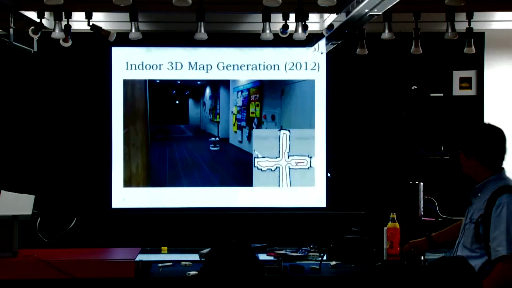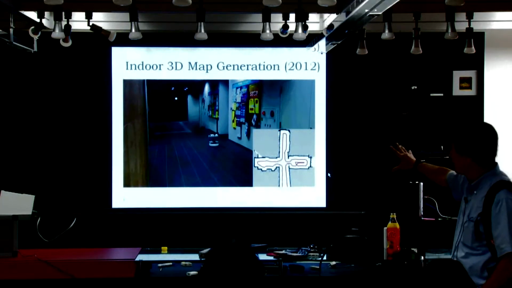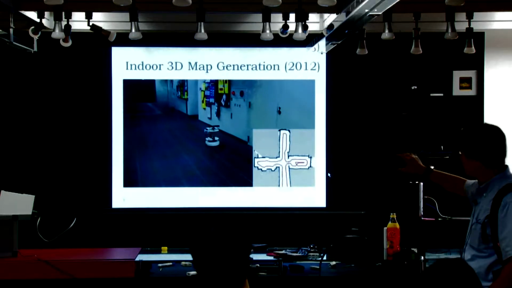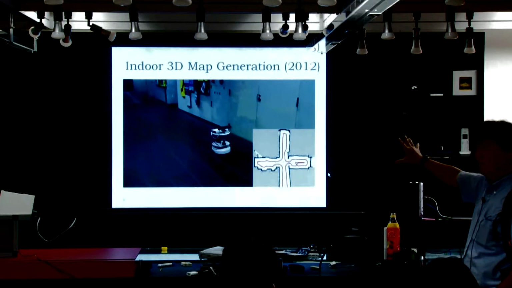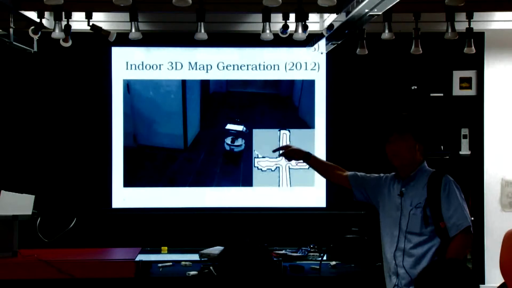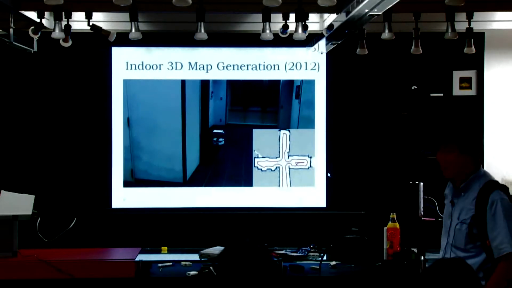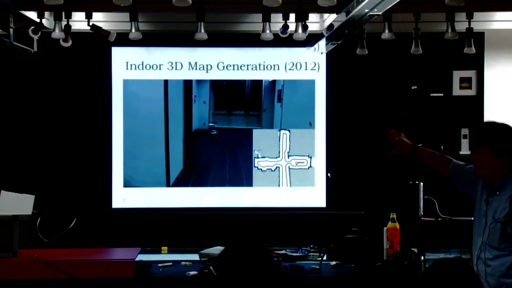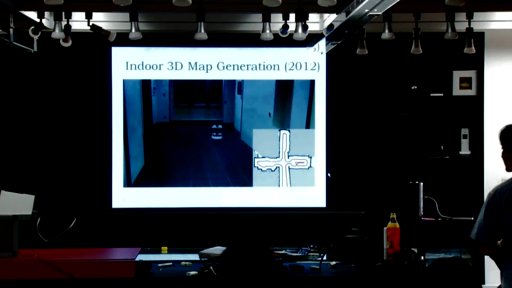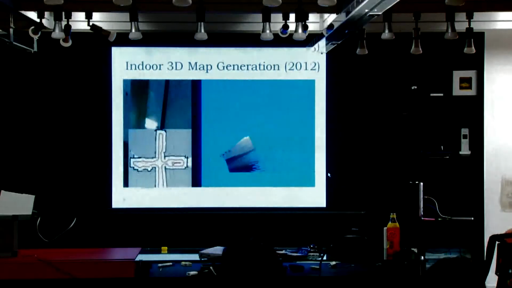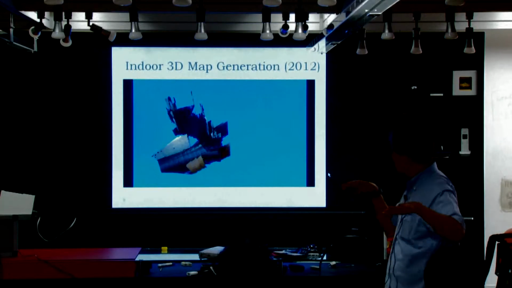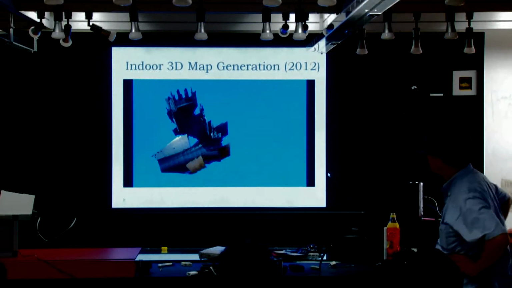So this is a demonstration of creating a three-dimensional map inside the building. This building, the IB North, the first floor, the elevator area. Then the robot is moving around the corridor inside the building.